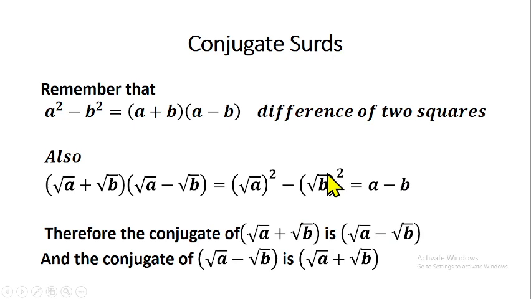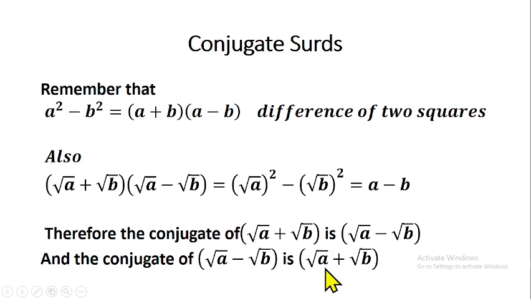Therefore, the conjugate of this surd here is this one here. The conjugate of √a plus √b is √a minus √b. Also, the conjugate of this surd here is this one here. The conjugate of √a minus √b is √a plus √b. Therefore, the conjugate of √a plus √b is √a minus √b, and the conjugate of √a minus √b is √a plus √b.